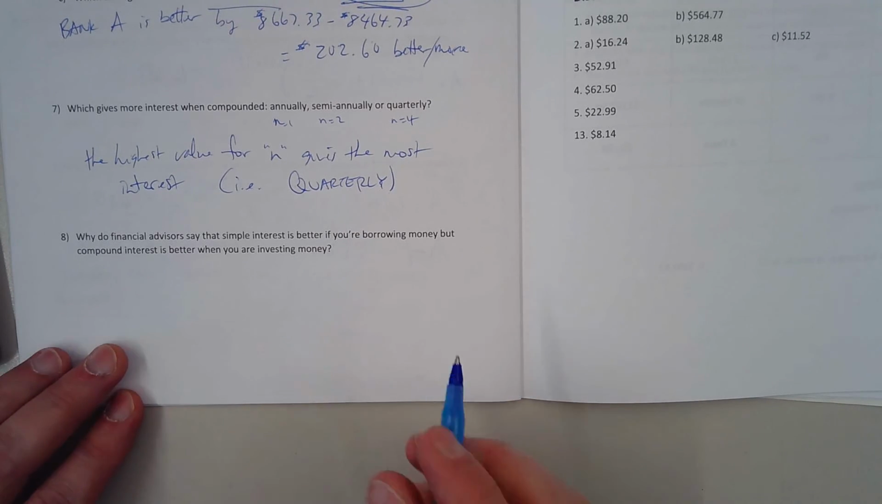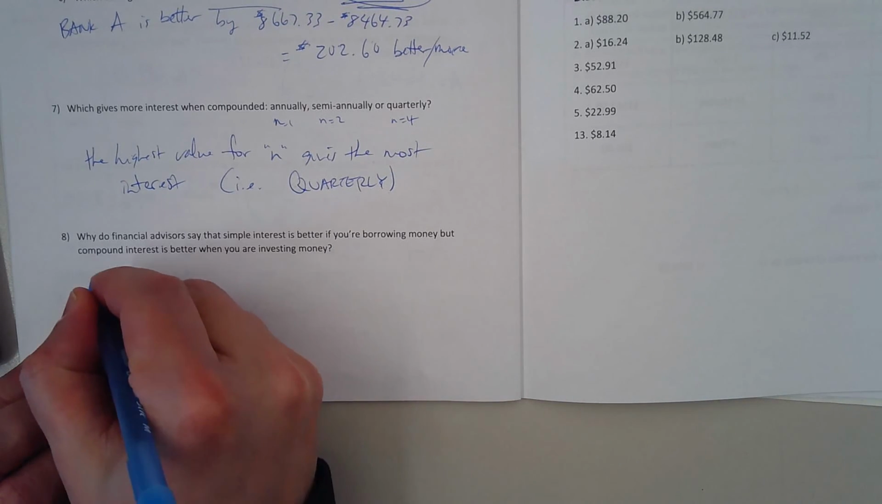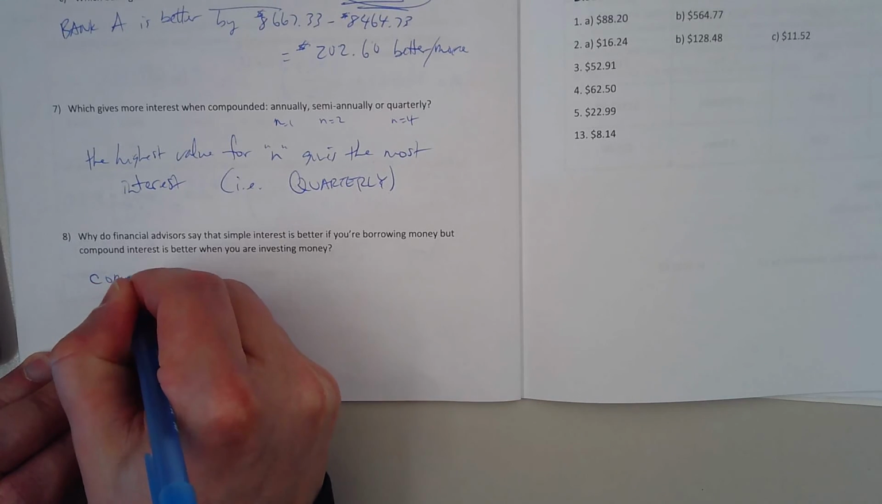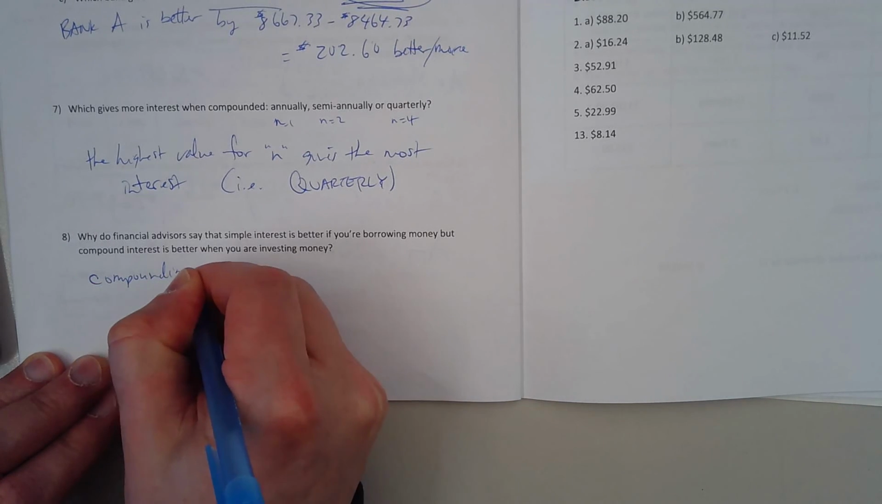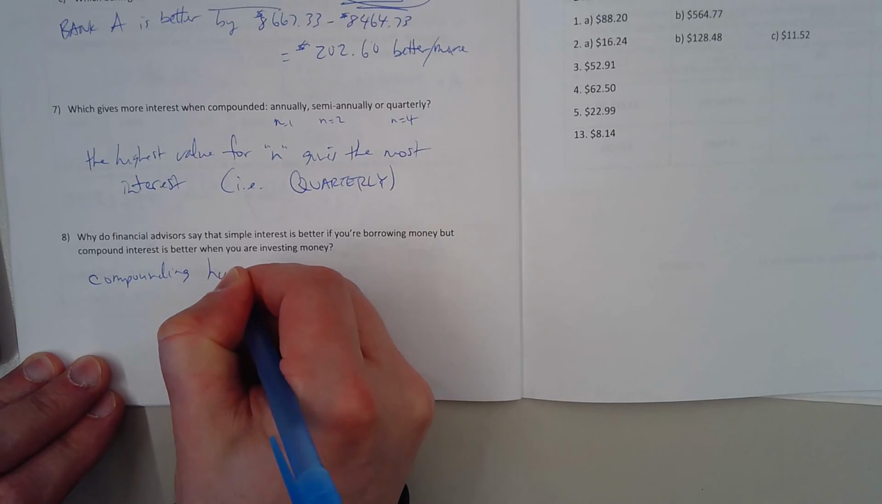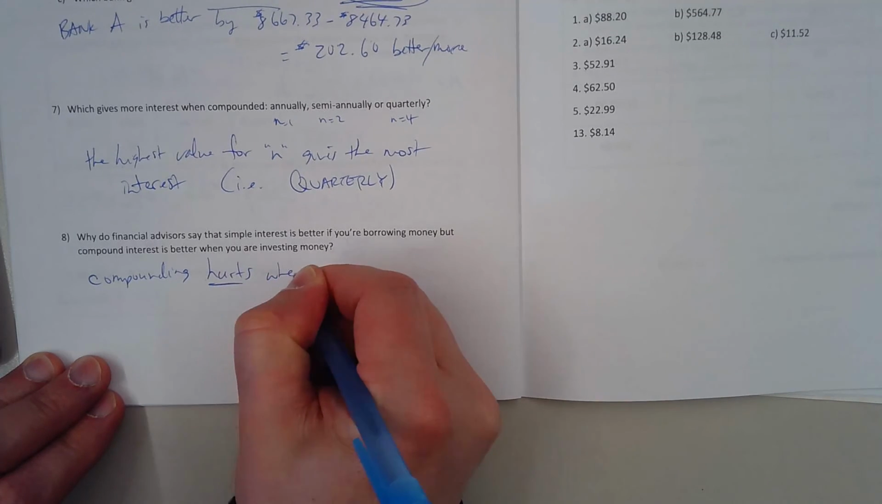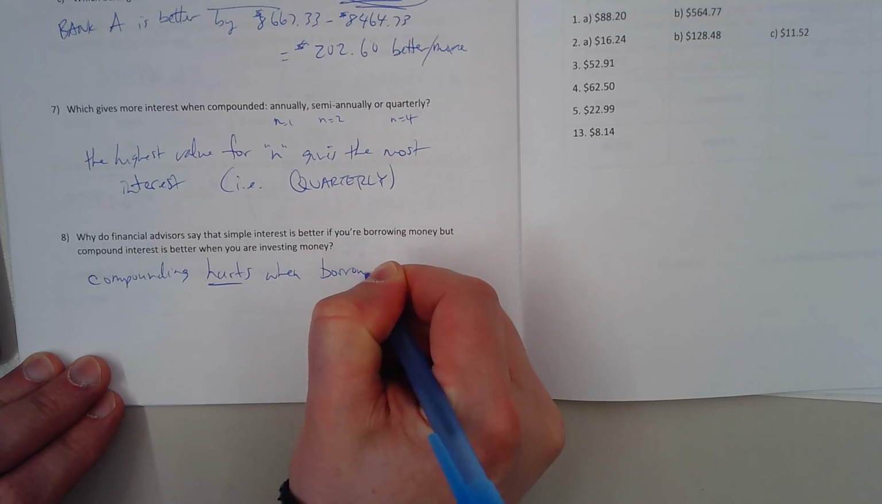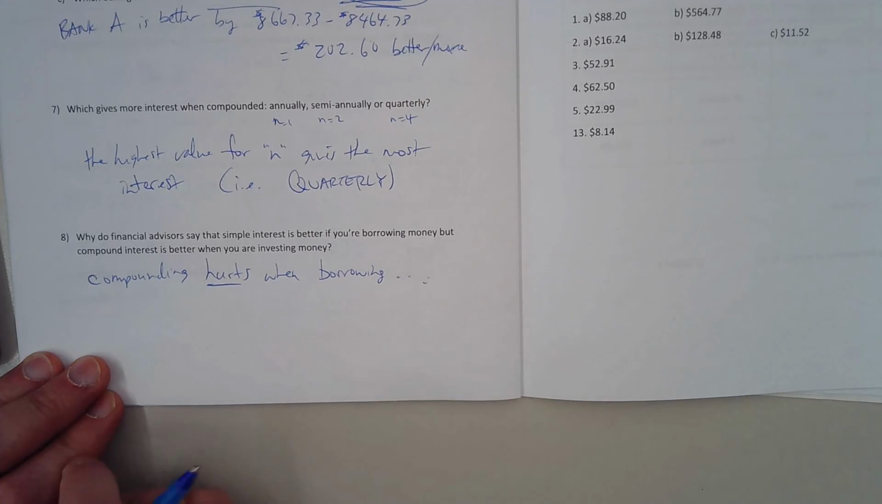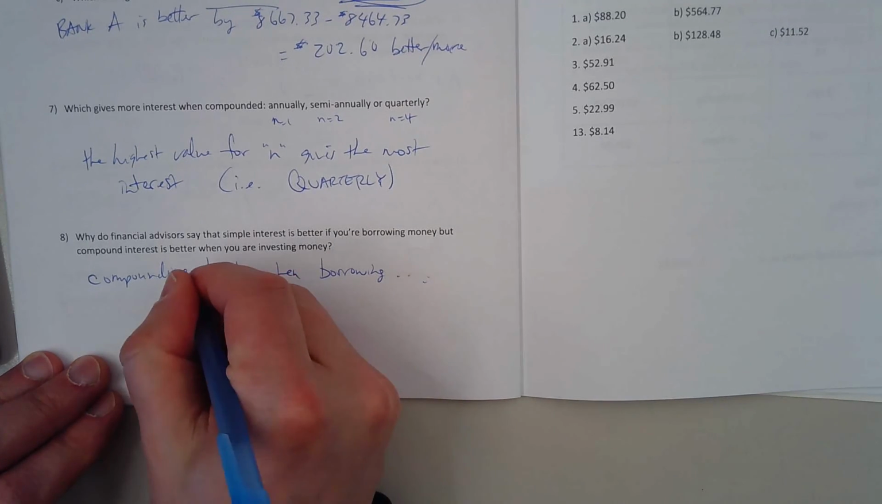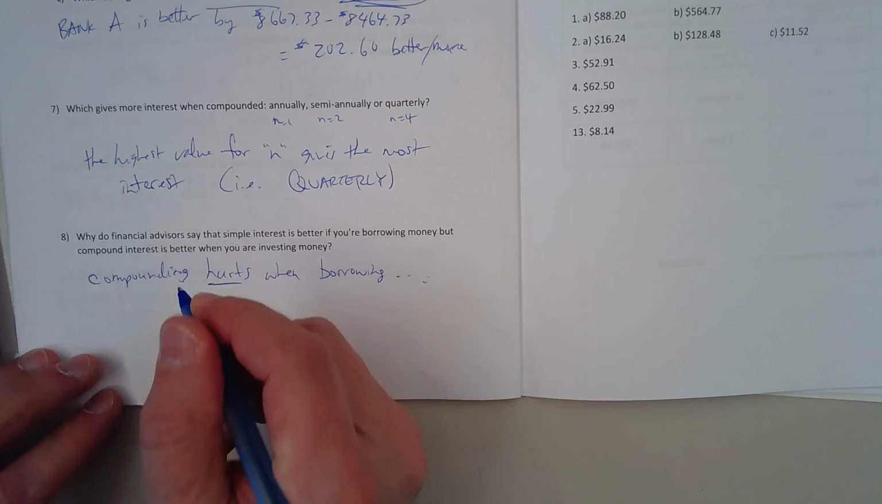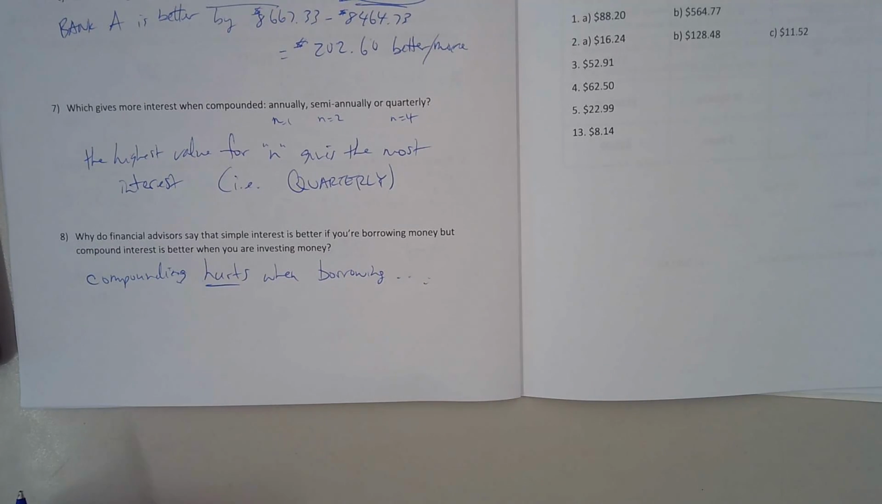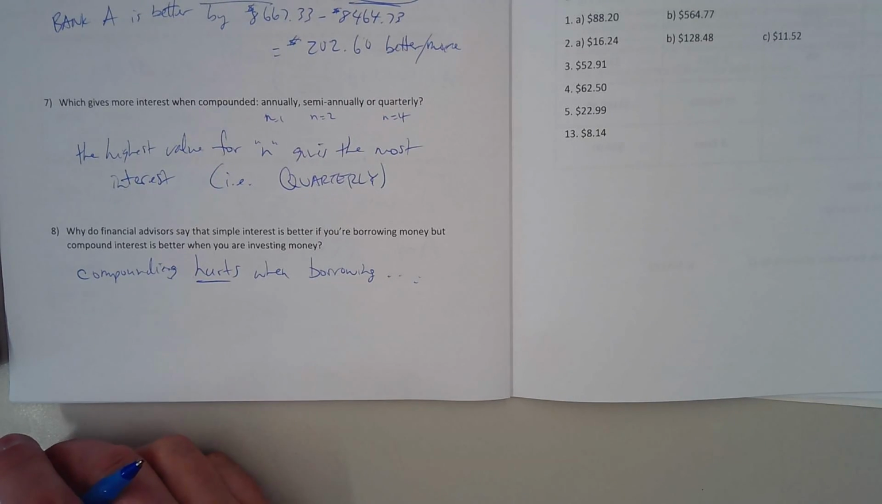So however you want to say that. Compounding hurts when borrowing. Basically, you get screwed. Yeah. I mean, if you're borrowing, you're already getting screwed, right? But you get screwed extra if there's a lot of compounding happening because it's charging more on what you already owe. So it hurts when borrowing.